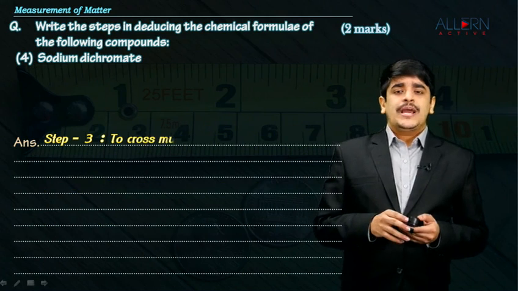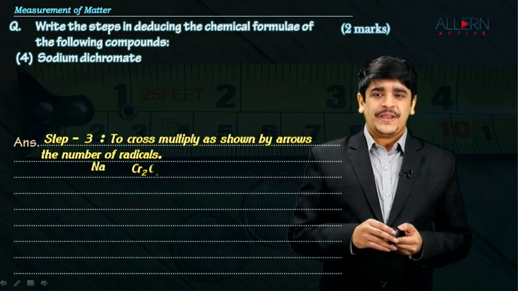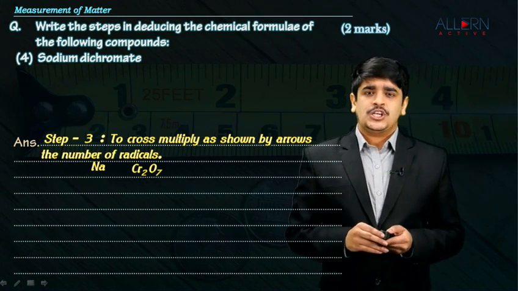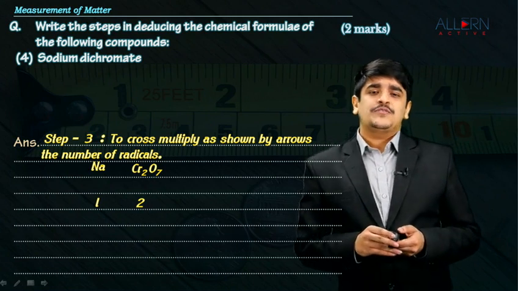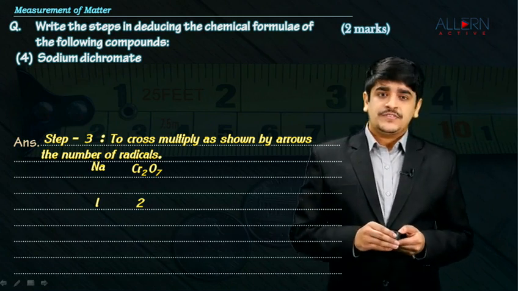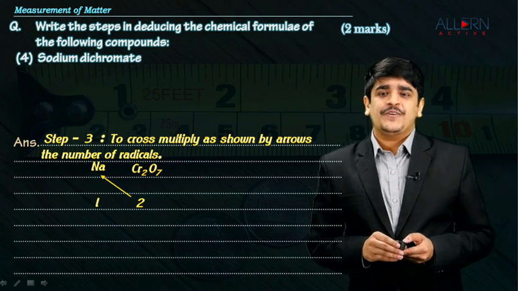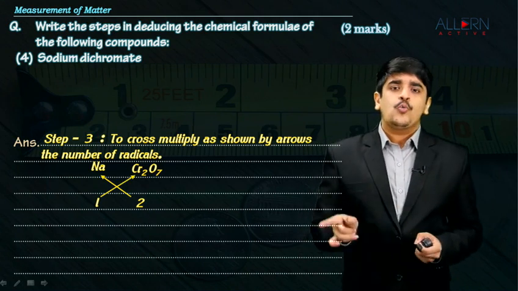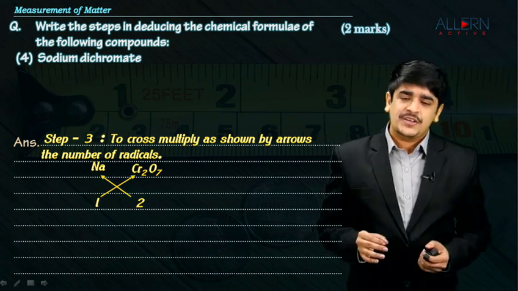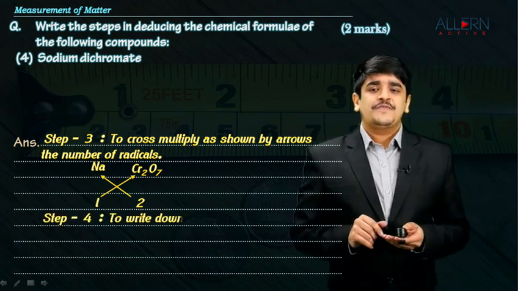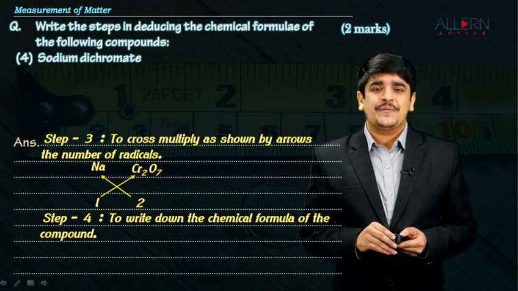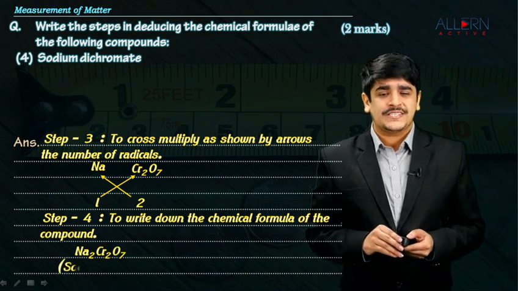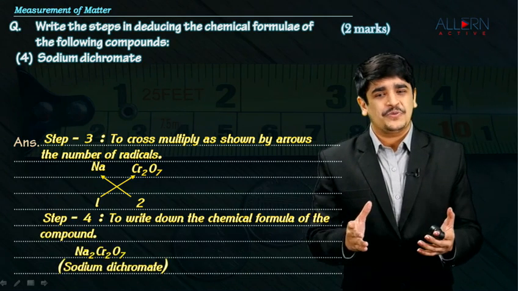So now comes the time to crisscross, to cross multiply. Na with a charge of 1 plus, Cr2O7 with a charge of 2 minus. The 2 of Cr2O7 goes to Na, the 1 of Na goes to Cr2O7. 2 is a number that you will have to write. 1 is a number that you write or don't write, it doesn't make any difference. So let's not write it down. The final formula for sodium dichromate is going to become Na2Cr2O7, and that, my dear child, is sodium dichromate.